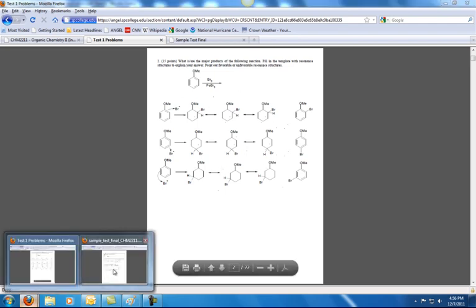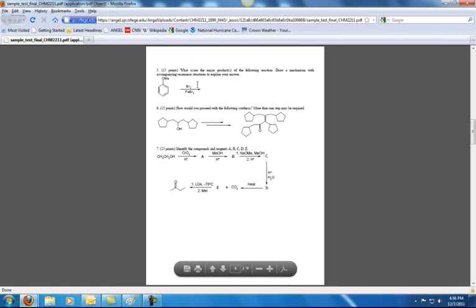Question 6 will be a synthesis question, and that question will be able to be done by using the reactions from question 1 of the final. So of course those reactions are all based on your old tests, and the better you do with those, probably the better you'll do with the synthesis problem as well.